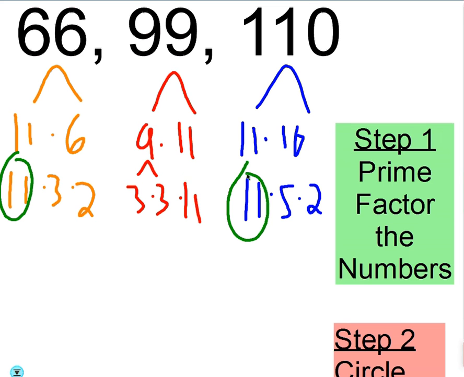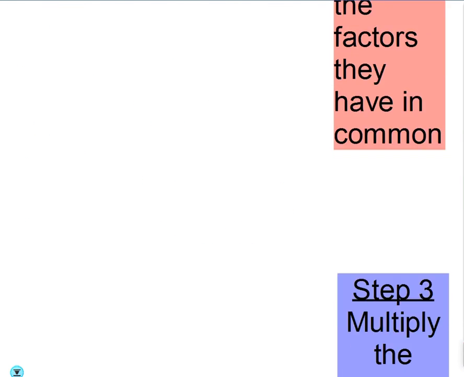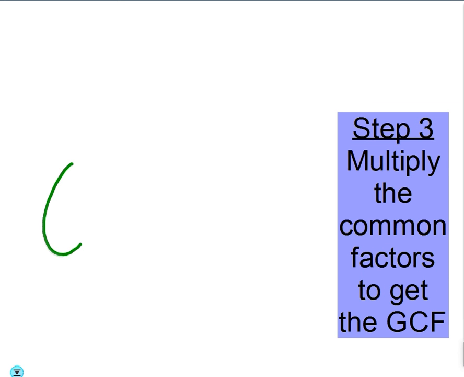We can't do the 3 because there's no 3 for the 110. We can't do the 2 because there's no 2 in the 99. So the reason I did this example is because it has to have it for all 3, right? You can't just pick and choose for 2 of them. So the final answer for the GCF is 11.